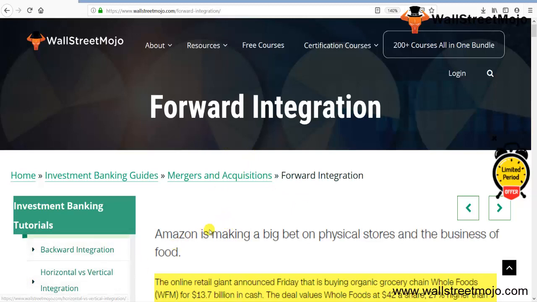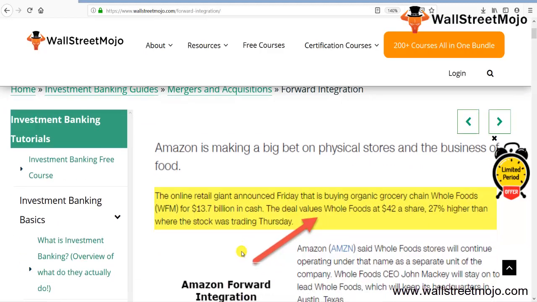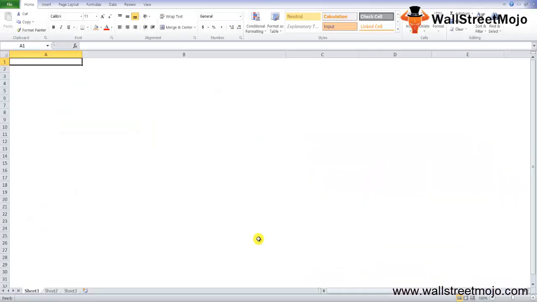Over here it's written: Amazon is making a big bet on physical stores and the business of food. The online retail giant announced on Friday that it is buying the organic grocery chain Whole Foods Market for around $13.7 billion in cash. The deal values Whole Foods at $42 a share, 27% higher than where the stock was trading on Thursday. No issues. Let's begin with this topic.